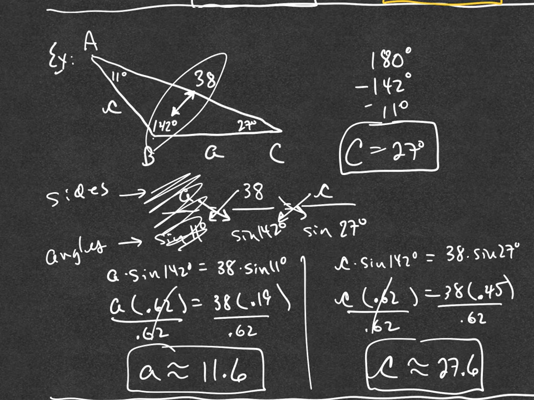So again, we were given three parts of the triangle, and we were able to find the other three: the missing angle, missing side, and missing side. All right, looking okay with everybody? I hope so. I hope everybody's doing okay there.